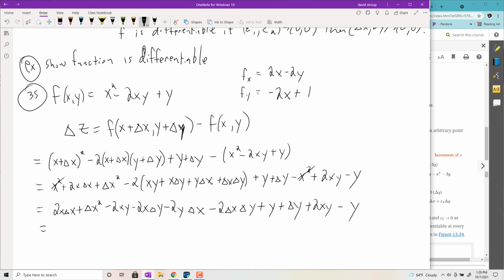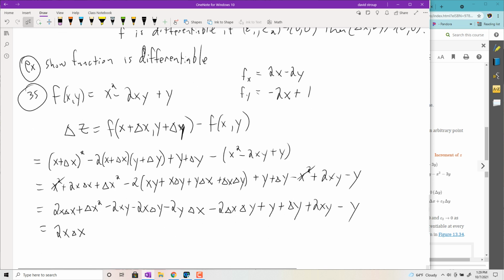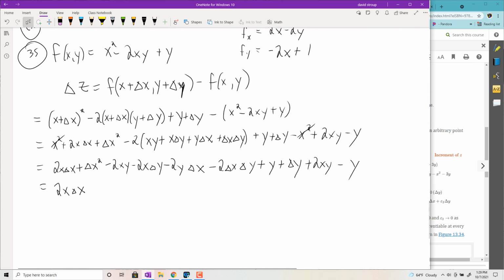Okay, let's see what we're getting here. There's a 2x change in x. Okay. Let's kind of remind ourselves of this thing we want to find. So we want to find the partial of f with respect to x times change in x, plus the partial of f with respect to y times change in y. Okay, so hopefully we're on track.